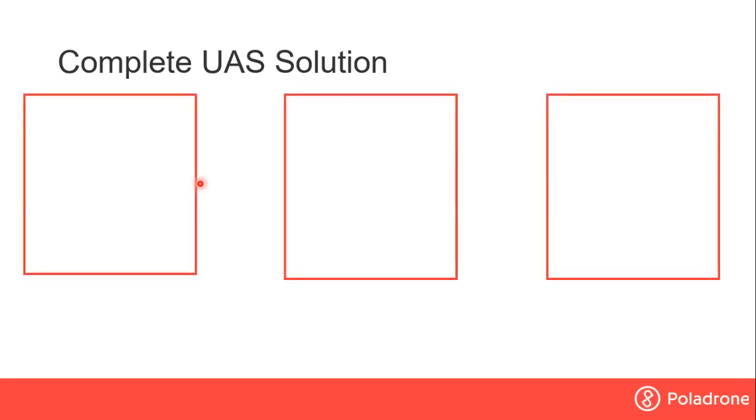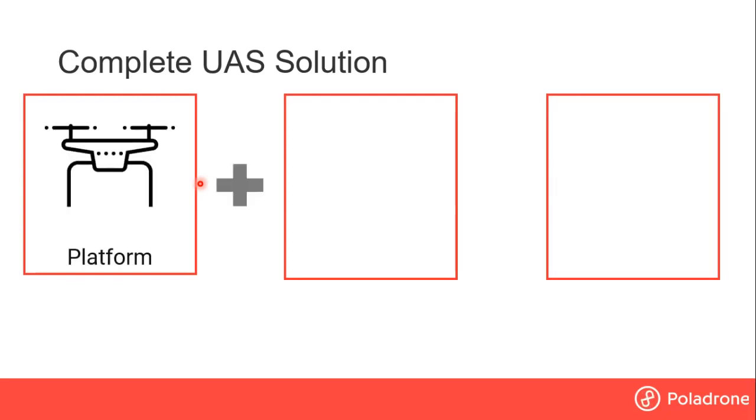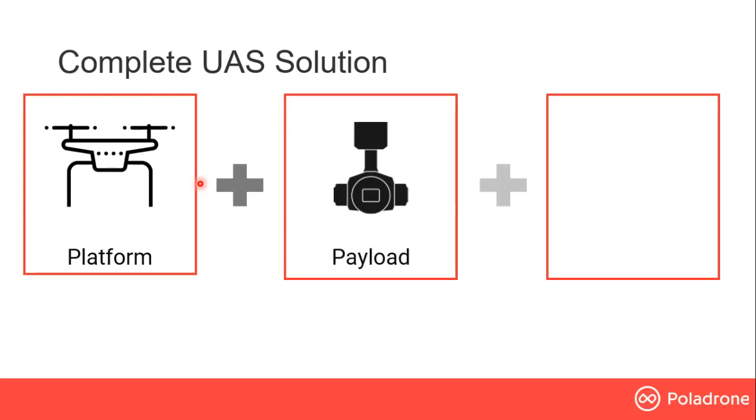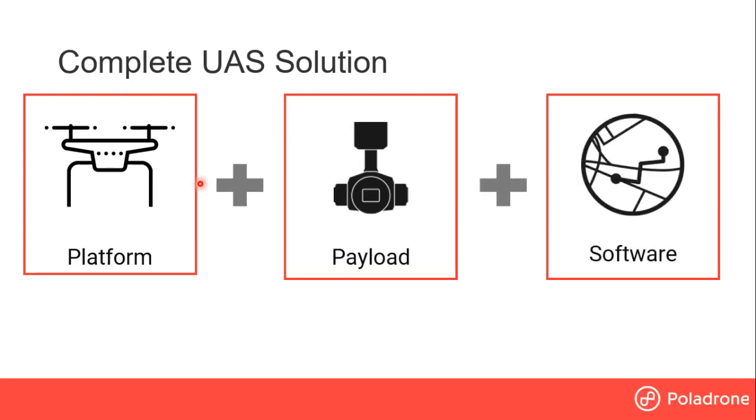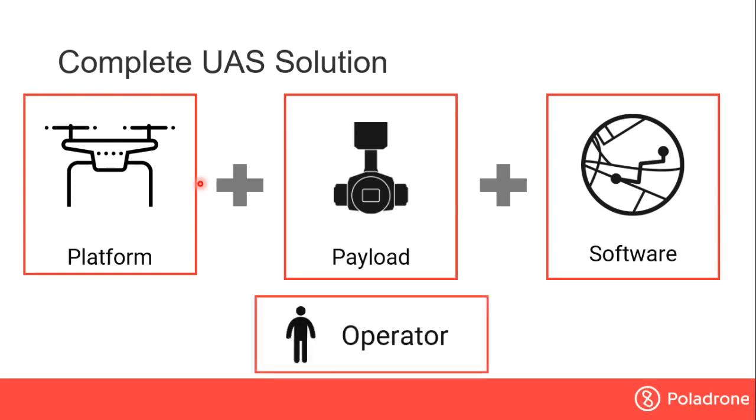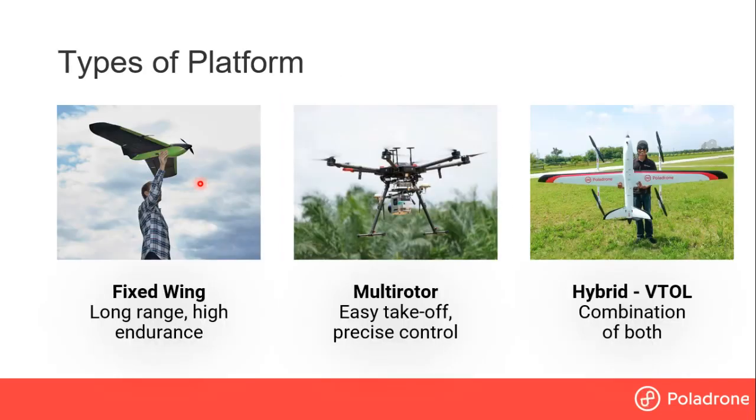So there are actually three main components that make up a complete UAS solution. The first one is the platform itself, followed by the payloads, and of course you need the software to control the drones. And the last one, the most important one, will be the operator itself. So I'm going to go one by one. We will start first with the platform.